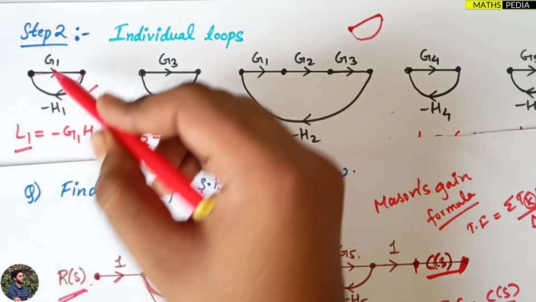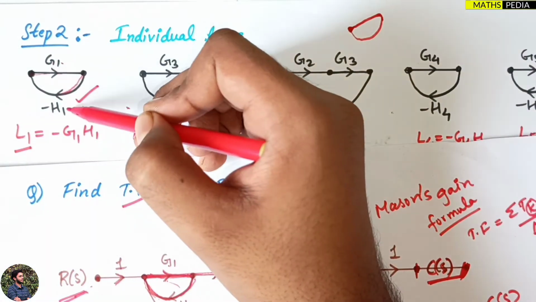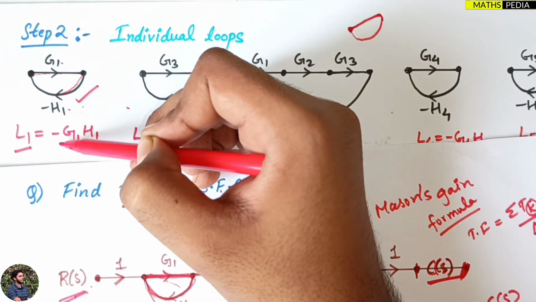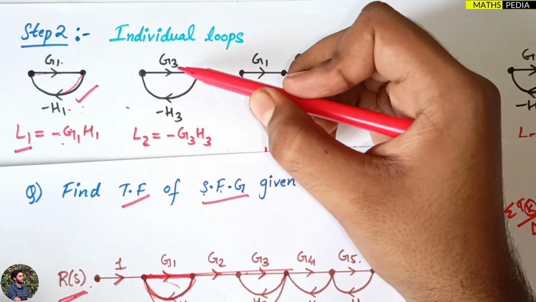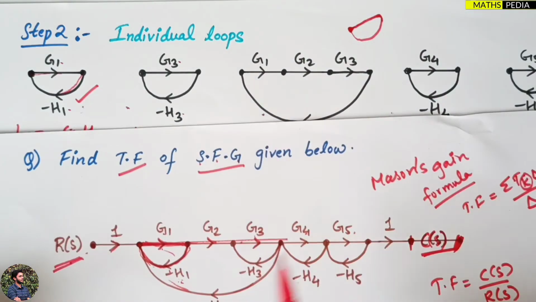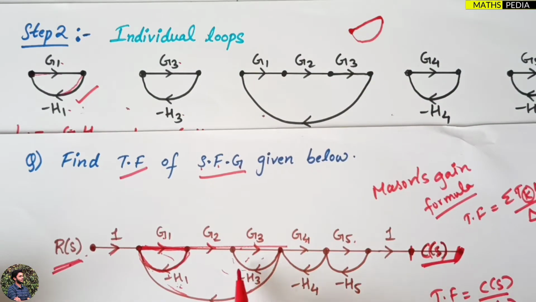I'll consider that gain, I have to multiply and write. G1 is there, H1 is there, minus sign is there, minus sign I'll take it outside, so it is G1 H1 and minus sign is there. Next, second loop I'll consider G3 and H3. So you can see here, this is the loop.